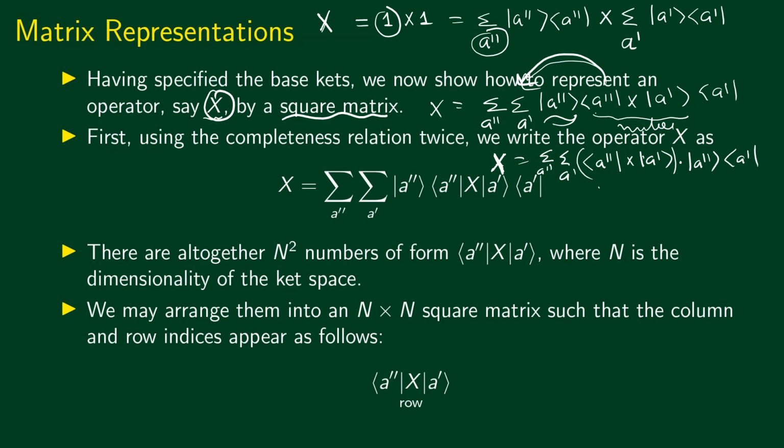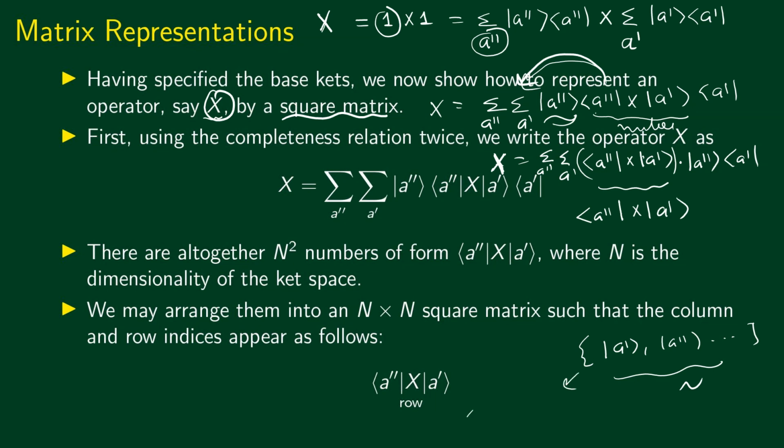So let's look at this number again. This is obtained by specifying the base kets. Bra a double prime x ket a prime. Now, if you are talking about an n-dimensional space, then there are n base kets: a prime, a double prime, and it goes on like that. And how many are there? There are n of them.